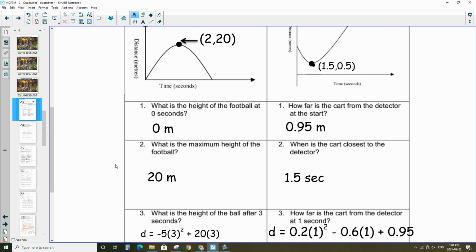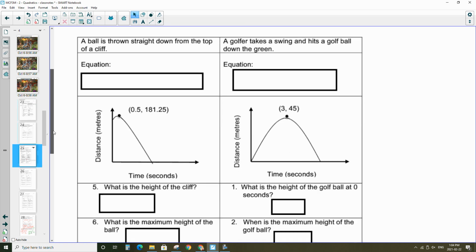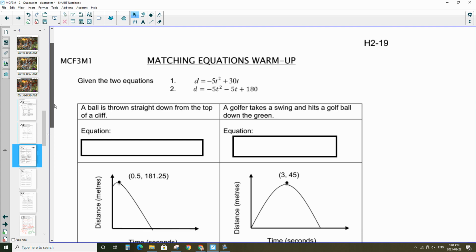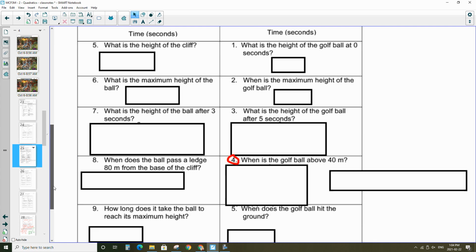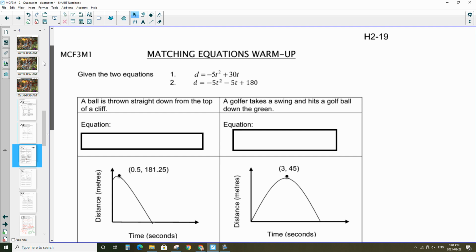I do want to do one more example on one of these pages. I believe it's this one here. Yes, so the one on page H2-19, I just want to go over the method for question number 4 because question number 8 beside it is similar, and then you'll also find similar questions on one of the other pages. So I just want to make sure that you're comfortable with these types of questions. So I'm just going to show you which equation matches which graph here.